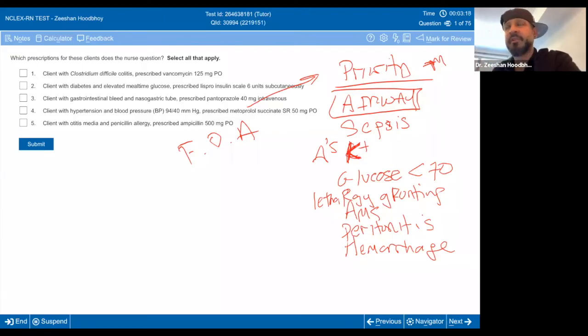So airway, breathing, circulation, fine. But how about something more specific like sepsis or changes in potassium, glucose less than 70, which they will give you, lethargy, grunting, altered mental status like seizures or disorientation, confusion, psychosis, peritonitis, right? That rebounding, that guarding, that rigidity. How about hemorrhage, that low blood pressure or that tachycardia, right? Look at these more specifically now.